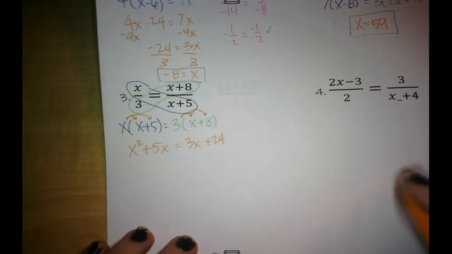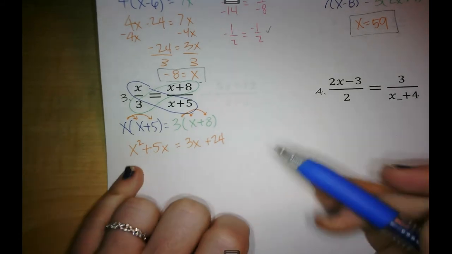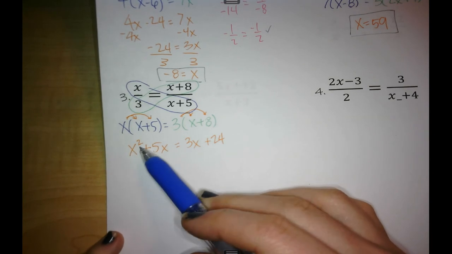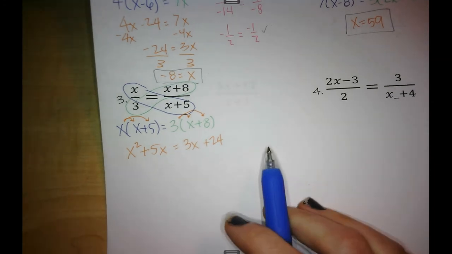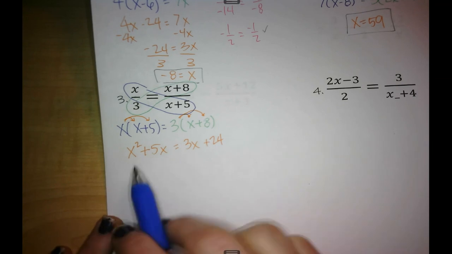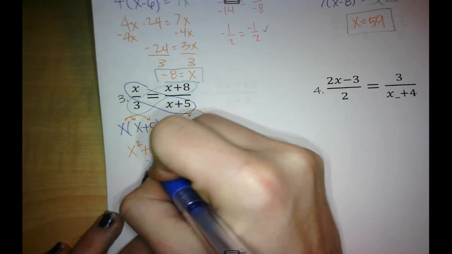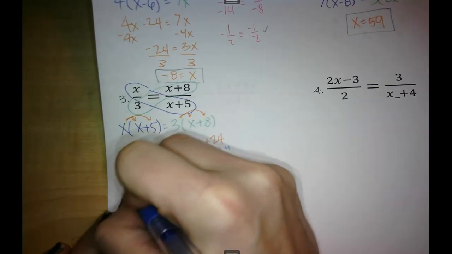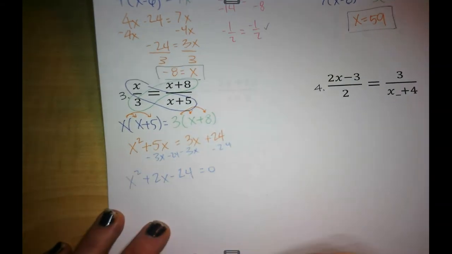All right, so in this instance, we have a square. So remember, when we have a variable squared, then that's probably going to hint to us that we're going to have to factor to find the solutions. So let's get everything on one side. So I'm going to move this 3x over and move this 24 over. So then we have x squared plus 2x minus 24 equals 0.